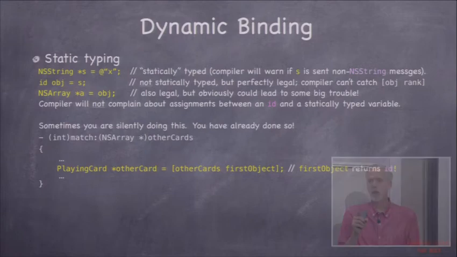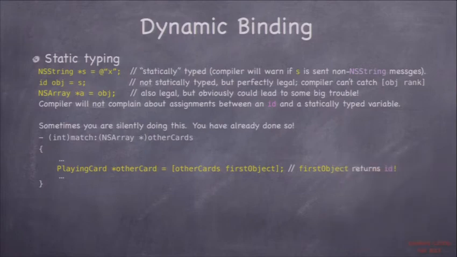And in fact, in the code that we've written, we already did this kind of silently. Remember that in match, in PlayingCard's match, we put a line in there that said PlayingCard star otherCard equals otherCards firstObject. Remember that? Well, the method firstObject in NSArray returns an ID. If you go look it up in the documentation, look at its return type, parentheses ID. So we just assigned a PlayingCard to an ID. So that object that came out of that array better be a PlayingCard or we're going to crash at runtime.